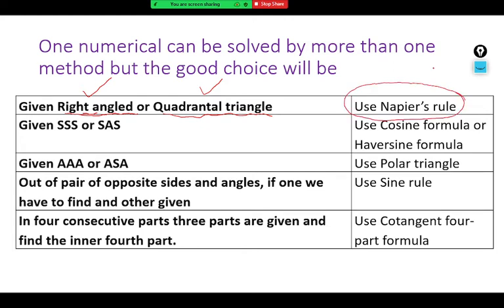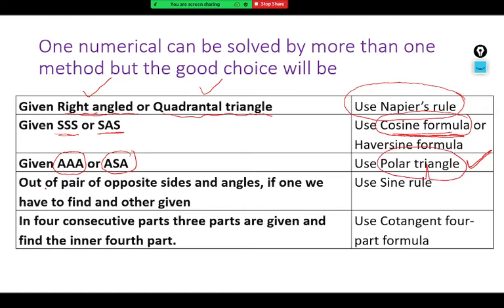Okay, Napier rule. Next, when three sides or side angle side is given, it is better to use a cosine formula. We can use Haversine also, but I will tell you, you should use a cosine formula. That's better. Whenever triple A or ASA is given, meaning all three angles are given, or angle side angle is given, it's better to use a polar triangle. Use a spherical polar triangle. So this is a third thing that you should use.